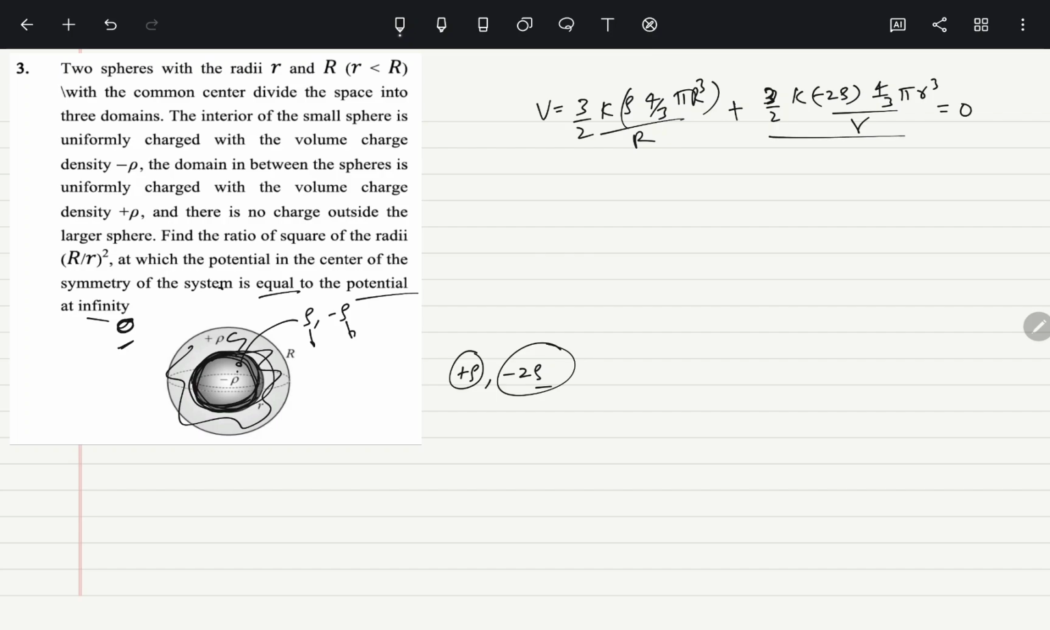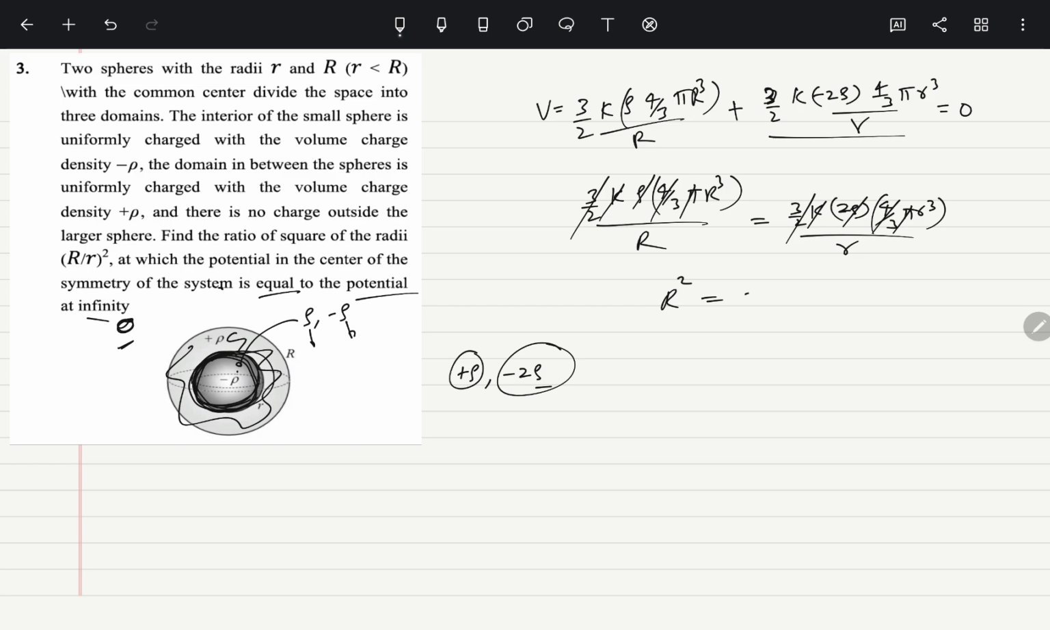So this potential will go to that side, so it will become positive. So 3 by 2 k rho 4 by 3 pi R cube divided by R is equal to 3 by 2 k 2 rho 4 by 3 pi small r cube by r. Now see here, most of the terms are cancelled. So we have R square equal to 2r square. That means the ratio of the square of the radii is 2. Okay, so the answer is 2 here.